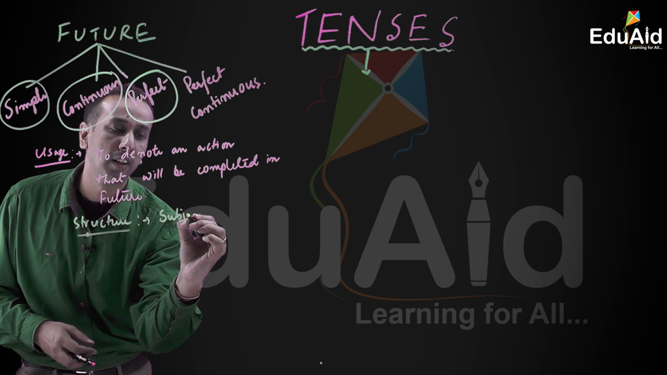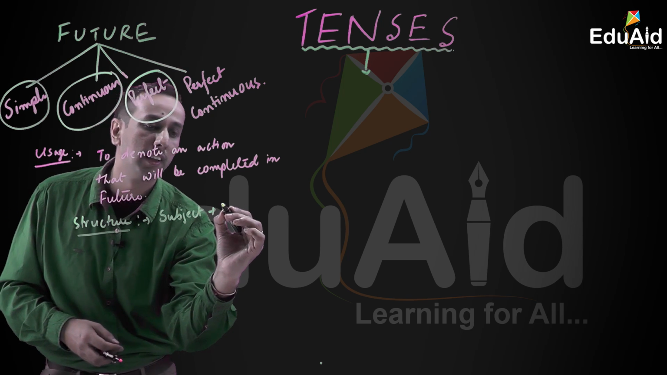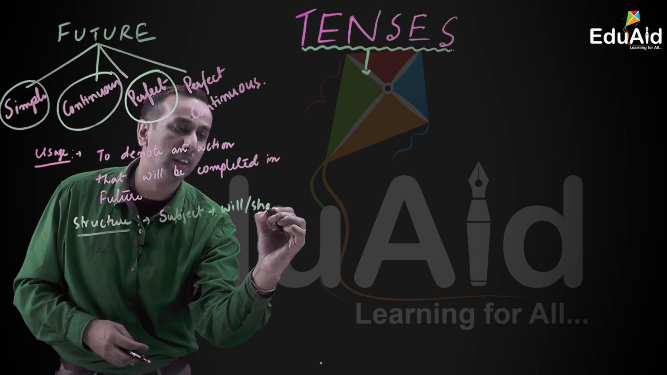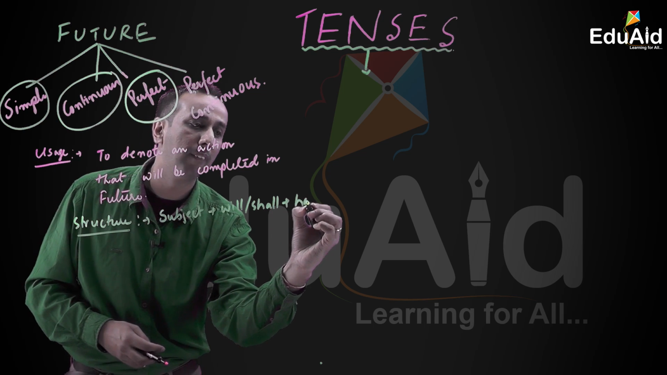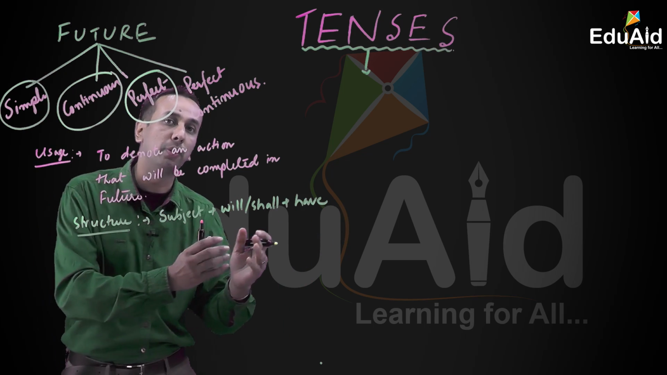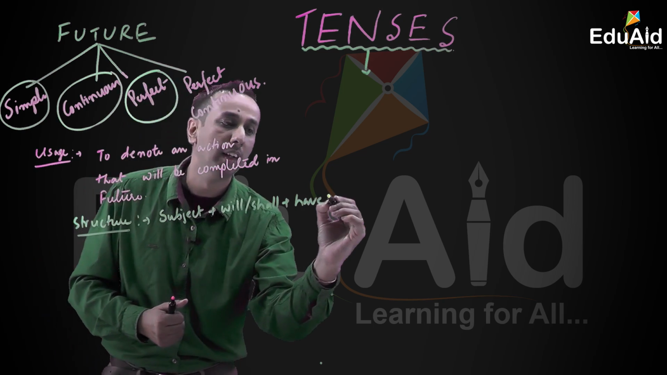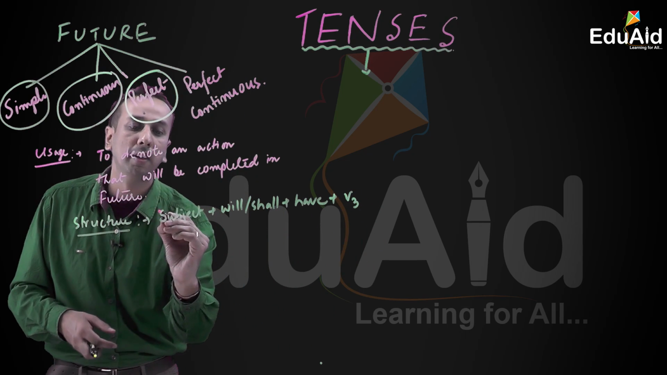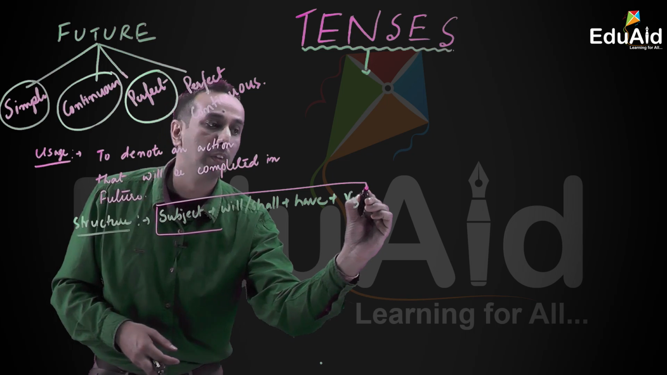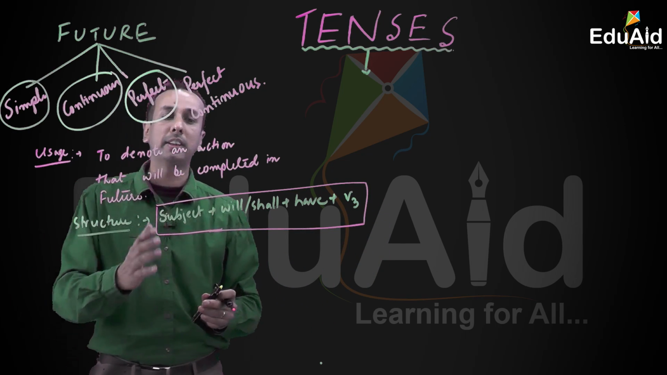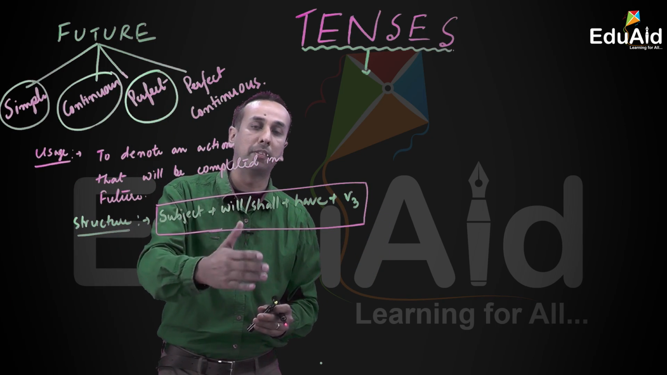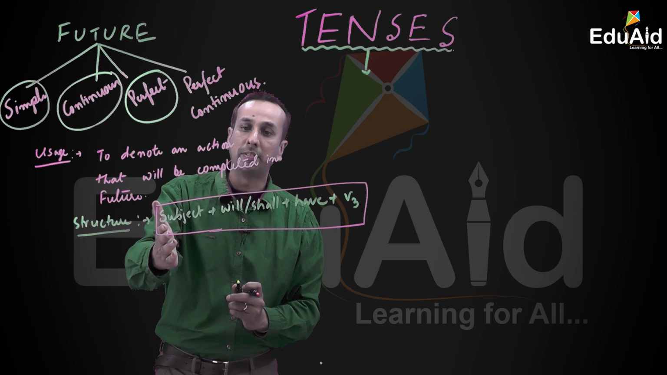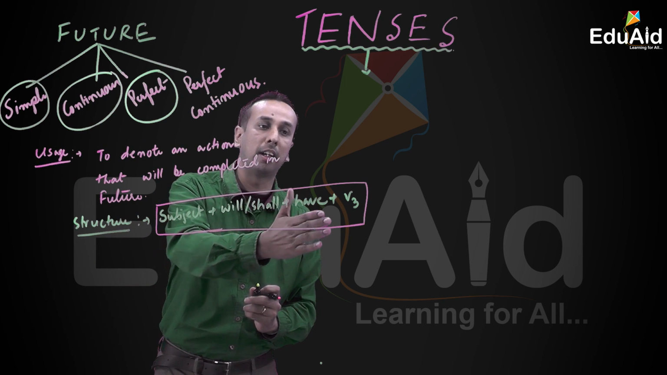subject plus will or shall depending upon the subject, plus have, because it's a perfect tense we need to use the perfect tense auxiliary have, and after that the main verb will take its third form, V3, past participle form. The structure of future perfect tense is subject plus will or shall, plus have, plus V3.